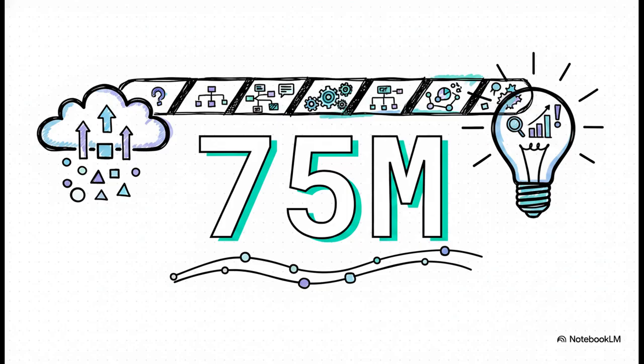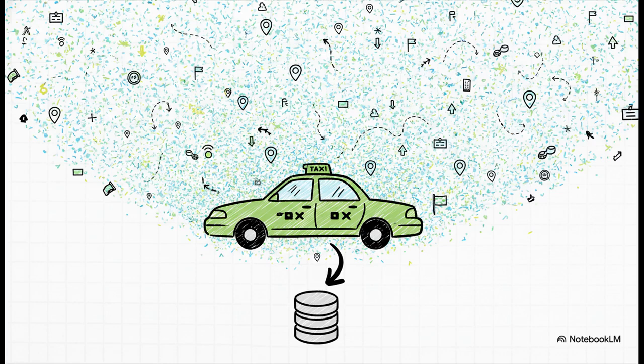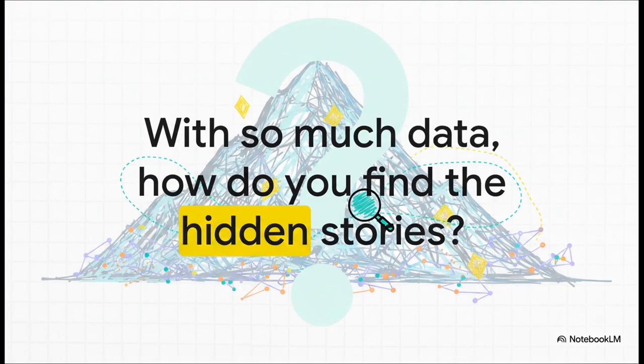Okay, let's start with just a number: 75 million. Let that sink in for a second. It's a huge number, right? What could that possibly be? So that's not just some random number. It's 75 million individual stories. We're talking about 75 million trips, fares, and destinations from New York's iconic taxis, all packed into a single 2.5 gigabyte data set. And that, right there, that's the core challenge, isn't it?